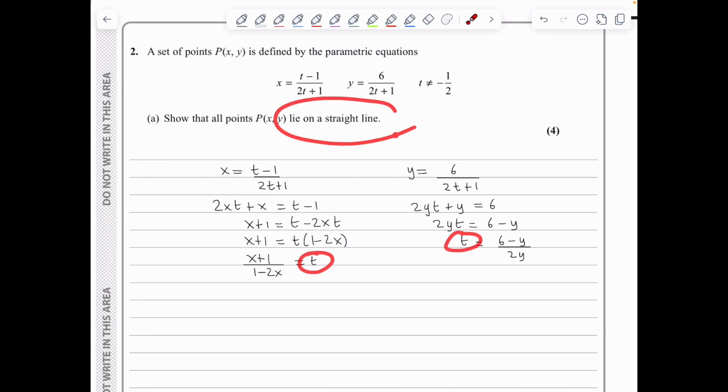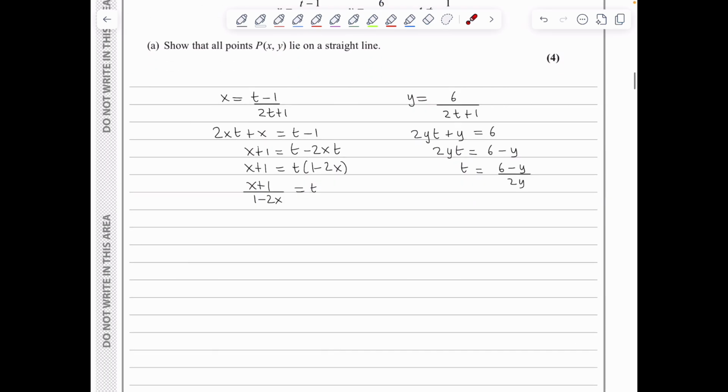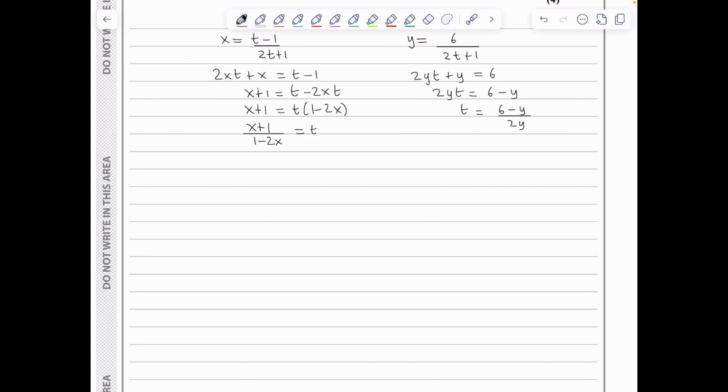I'm trying to show that they are lying on a straight line, so what I've got at the back of my mind is that I need to end up with the equation of a straight line involving only x and y to reach a formal conclusion. So let's equate the two. We're looking at (x plus 1) over (1 minus 2x) being equal to (6 minus y) over 2y.